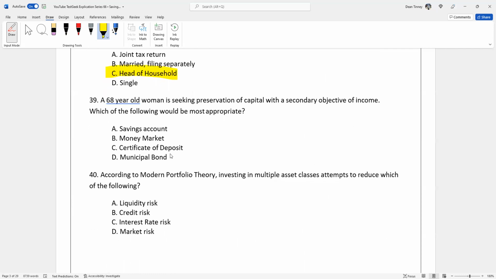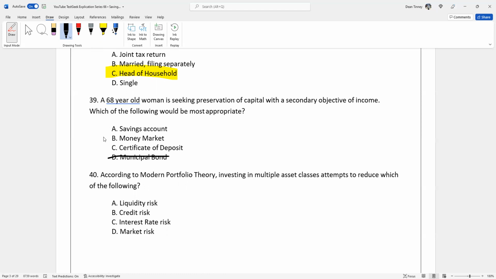A 68-year-old woman is seeking preservation of capital with a secondary objective of income. Which of the following would be most appropriate? Savings account, money market, CD, muni bond. Well, I would go process of elimination again. There's nothing here that says she's rich or anything about being in a high tax bracket. And a savings account, income, we're not going to get much in income.